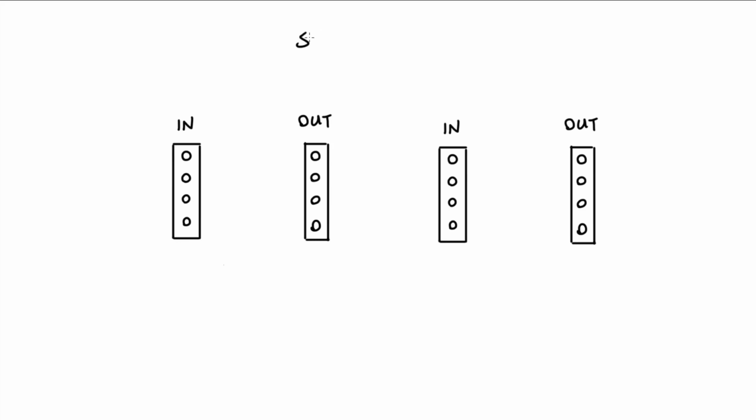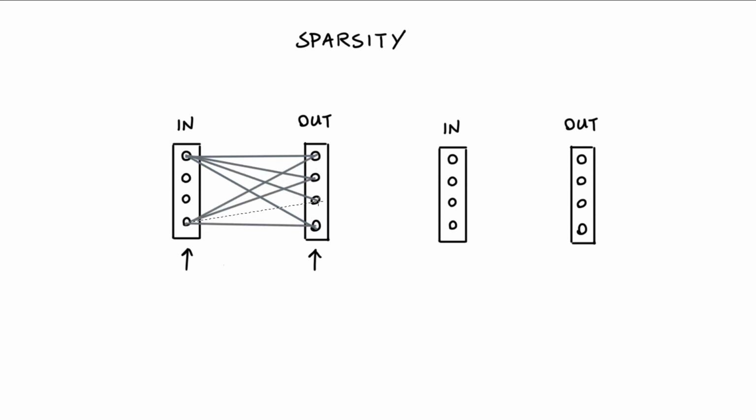Let's talk about sparsity. Usually in a neural network, an input layer is connected to an output layer with a fully connected dense layer. Effectively, that means that every input is connected to every single output. However, what you can also do is say, well, let's not do a fully connected layer. Let's instead introduce a sparse layer.